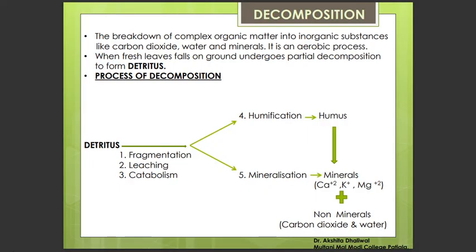Next is decomposition. It is the breakdown of complex organic matter into inorganic substances like carbon dioxide, water, and minerals. When the fresh leaves fall on the ground and undergo partial decomposition, it forms detritus. The process of decomposition is divided into five steps, that is fragmentation, leaching, catabolism, humidification, and mineralization.